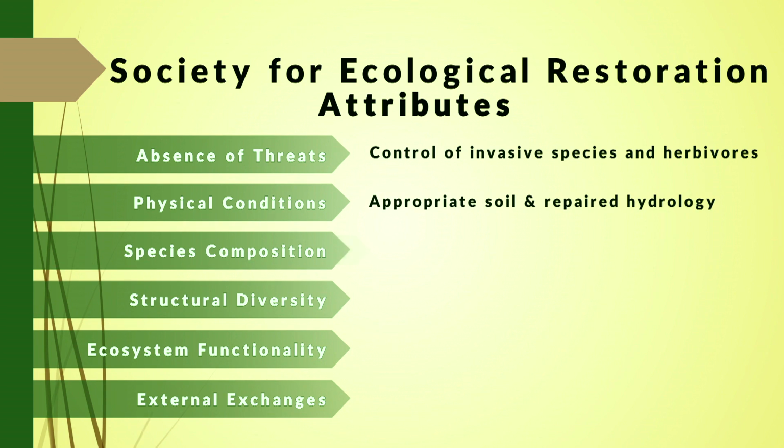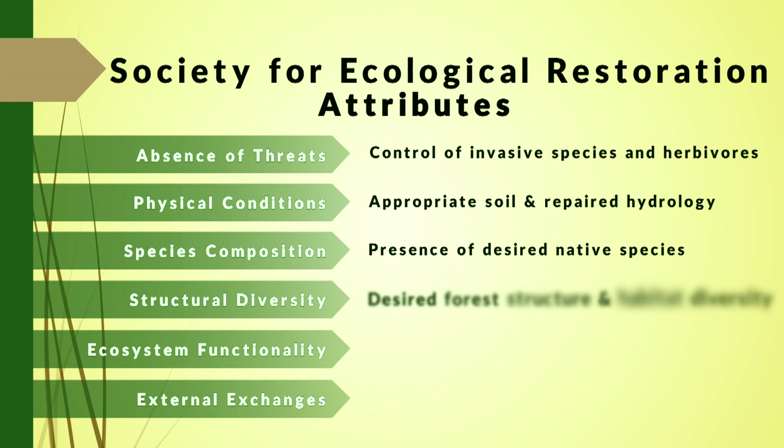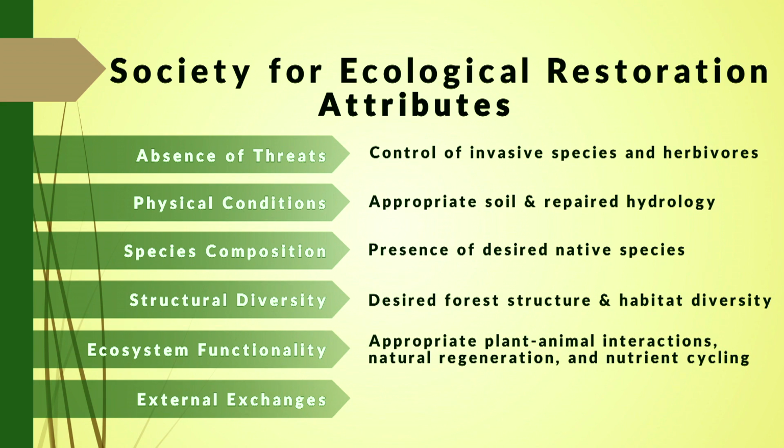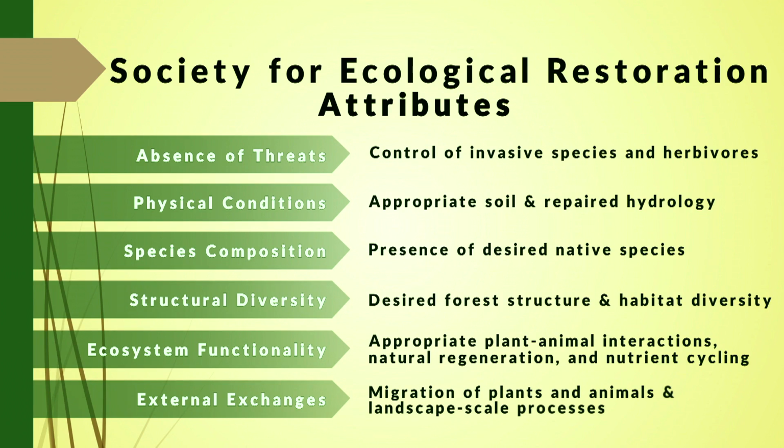An example of species composition would be to have the native species that you desire to be part of that natural community. An example that we would look at for structural diversity would be having the multiple layers in a forest: the canopy, the understory and the smaller shrub layer. An example of ecosystem functionality would be having appropriate plant and animal interactions such as pollination by bees. An example of external exchanges would be the migration of plant seeds or animals into the site from other areas.